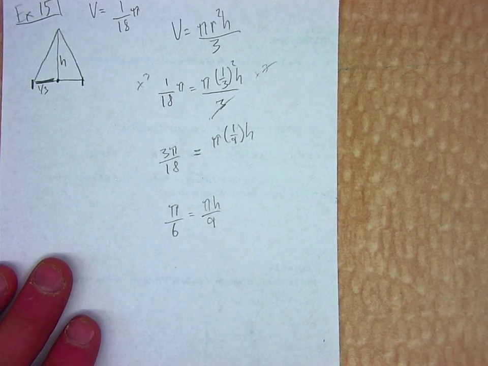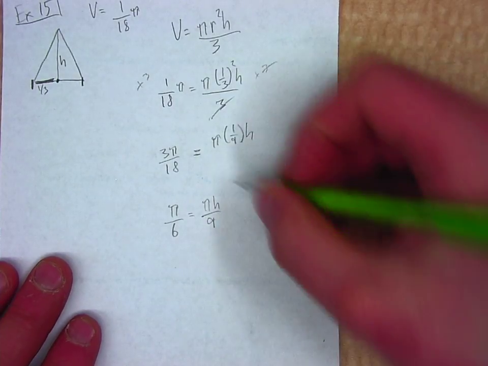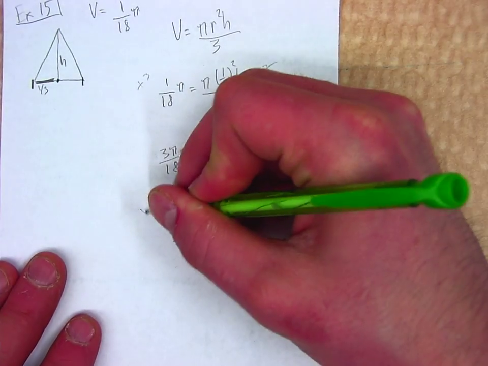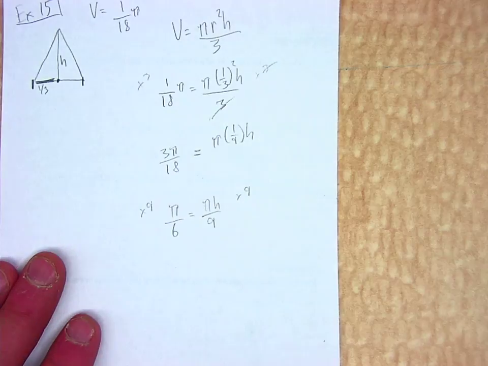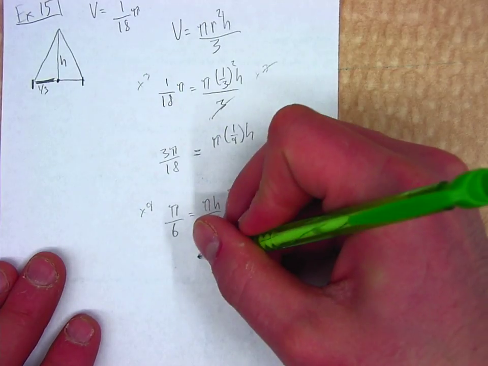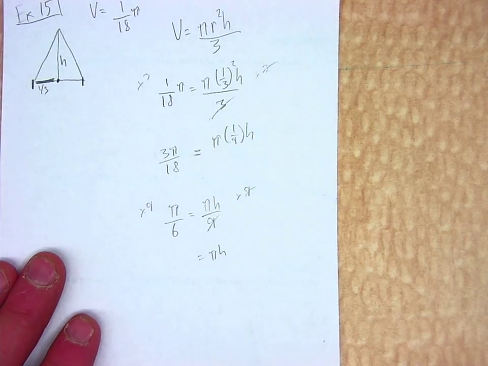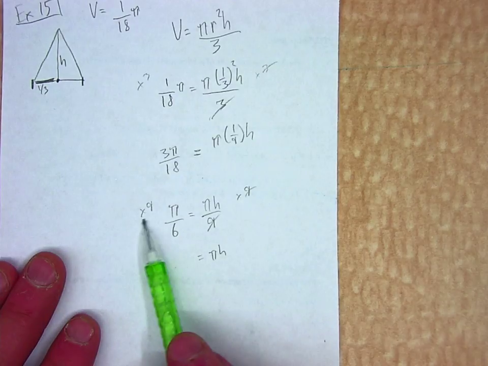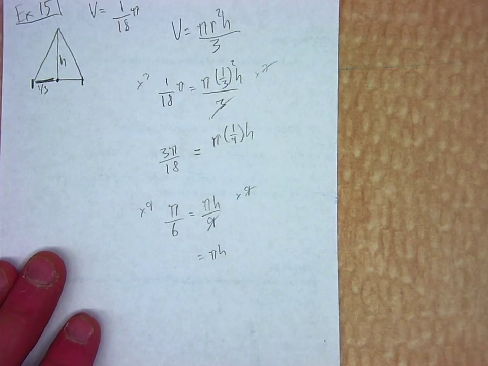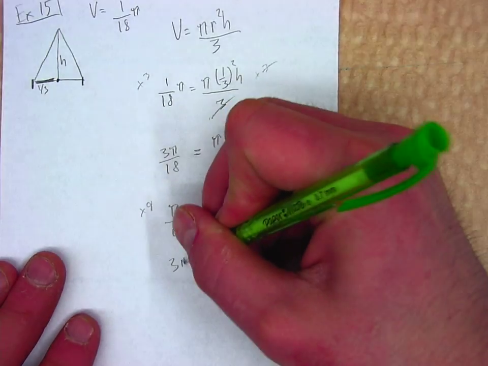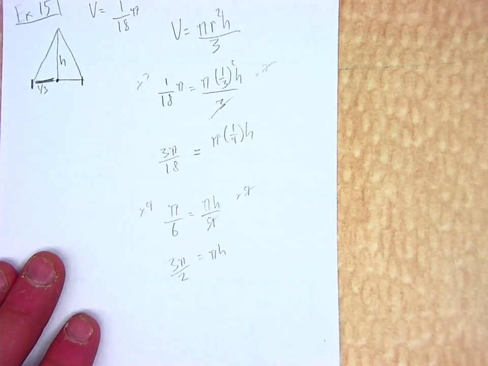I want to get h by itself. I'm going to clear the denominator again. I'm going to get rid of that 9. I'm going to multiply both sides by 9. The 9's are going to cancel here, and I'm left with pi h. And over here, I'm left with 9 pi over 6, which happens to be the same thing as 3 pi over 2.